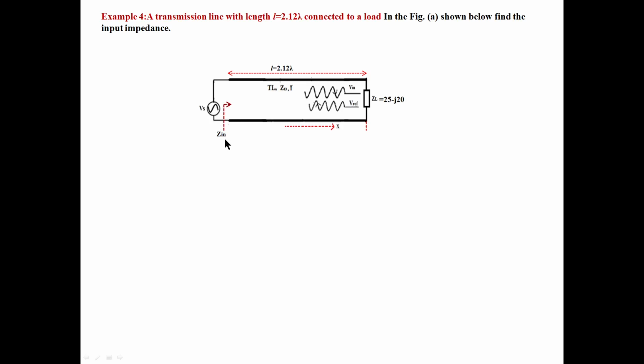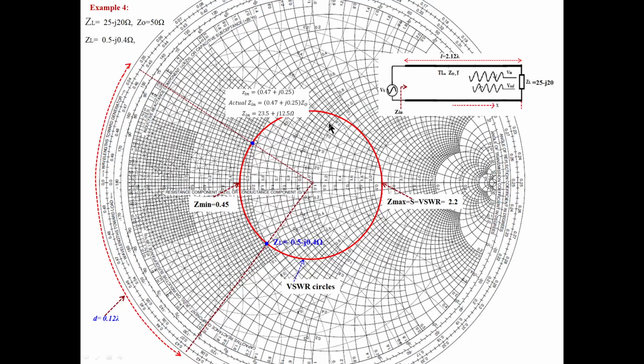Okay, to do that, you mark the load here on the Smith chart. This is Example 4. This is the load given. Normalize it. This is the normalized value. Mark it on the Smith chart. Where is that point? This is the point here.